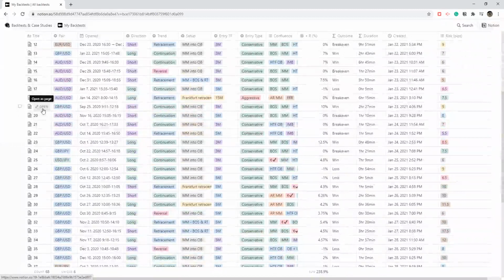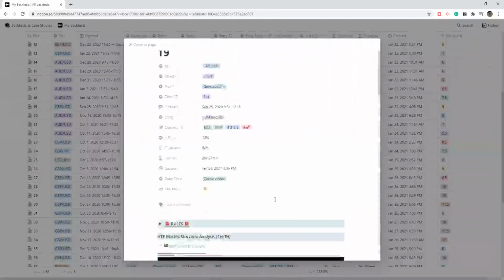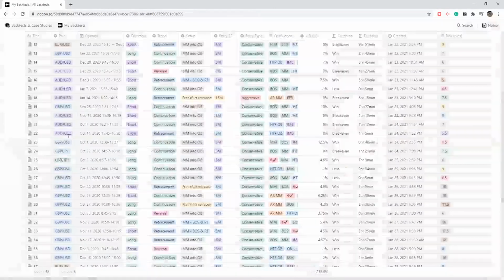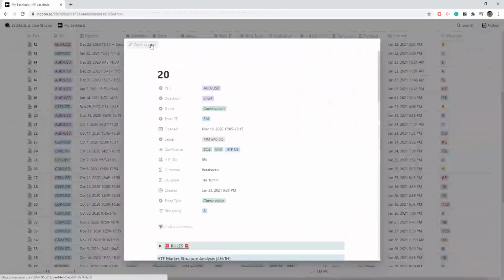This was trade 19, was it? Yes, it was a GU. Let me just check. Yes, it was trade 19, so we're on to trade 20.